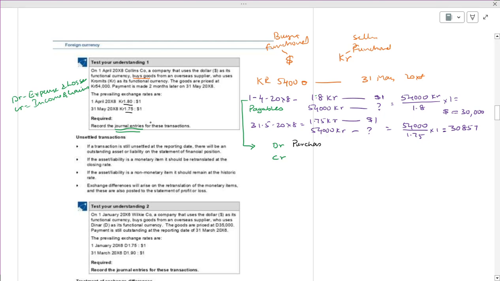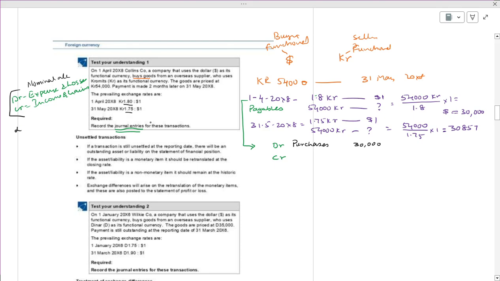As per the rule, you should see what I have written on the left hand side. Purchase: this is the rule of nominal account. Debit expenses and losses. Purchase is an expense. We are purchasing at $30,000. Payables is a liability. I told you so many times.